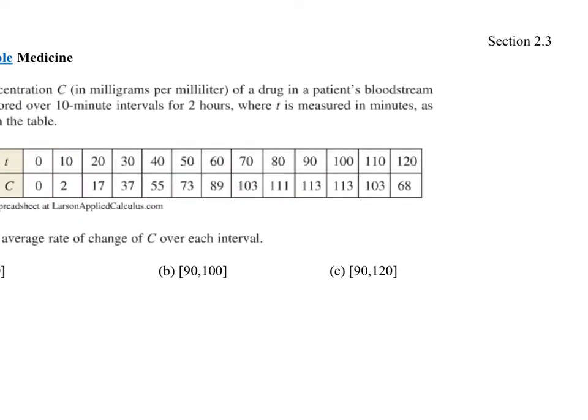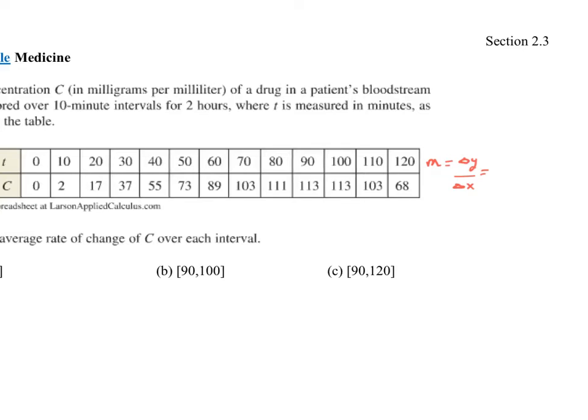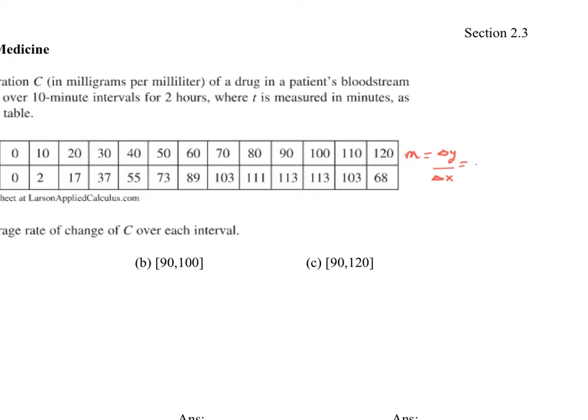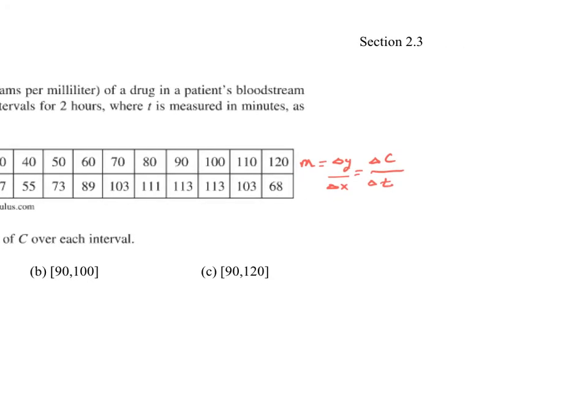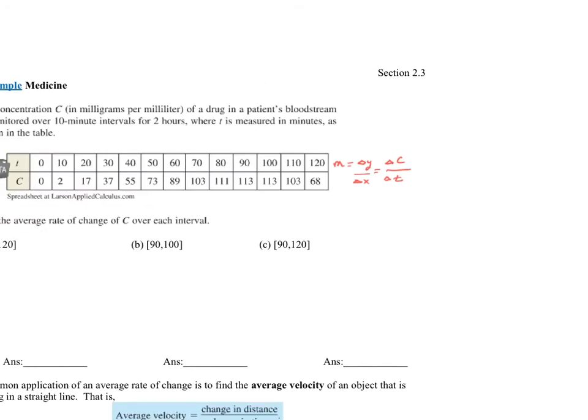Before we even get into this, I want to make sure you understand what the average rate of change is. Remember, it's the change in Y over the change in X, or the change in the dependent variable over the change in the independent variable, the change of the output over the change of the input. So the input here is time, the output is the concentration. So this is going to be change in concentration over change in time.